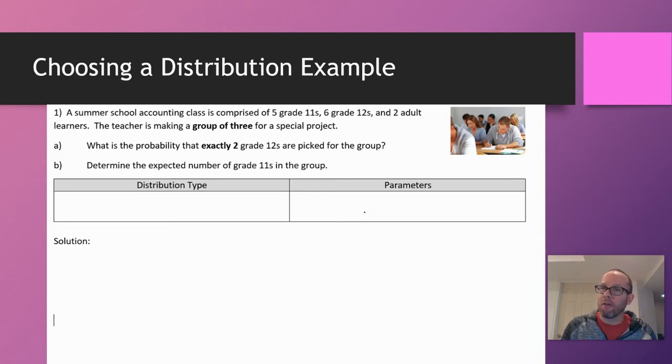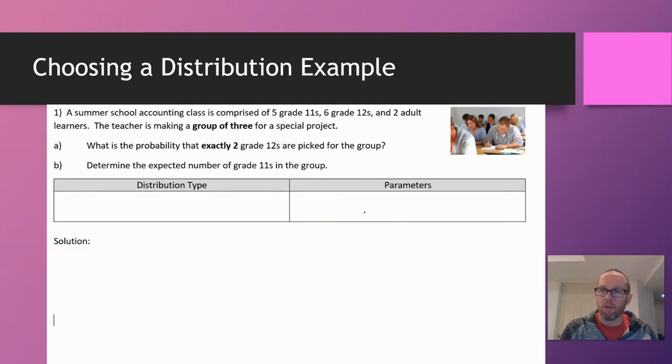Here you have to decide which distribution is appropriate to use. So if you'd like to, as usual, when we're doing these, pause the video and unpause when you're ready, you can do that. So our first question, we have a summer school class. We have 5 grade 11s, 6 grade 12s, and 2 adult learners. And the teacher is making a group of 3 for a special project. We're interested in finding the probability that exactly 2 grade 12s are picked for the group. And then we'll find the expected number of grade 11s in the group, just as a follow-up.